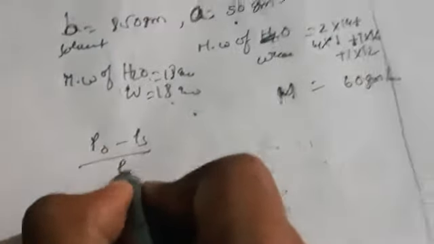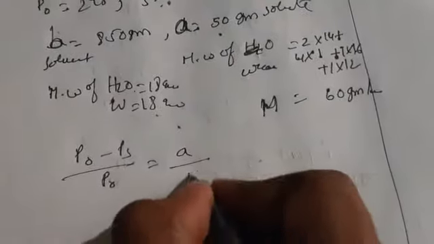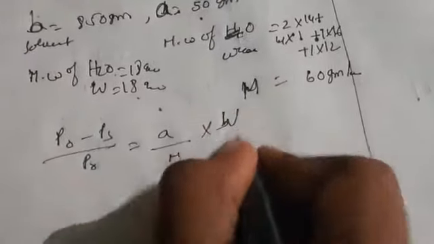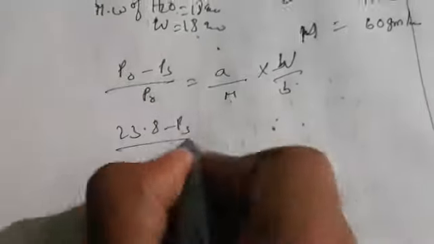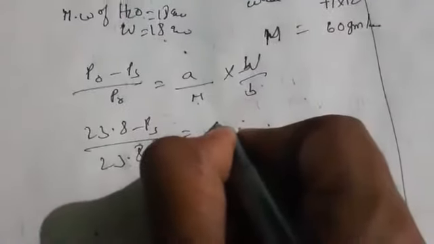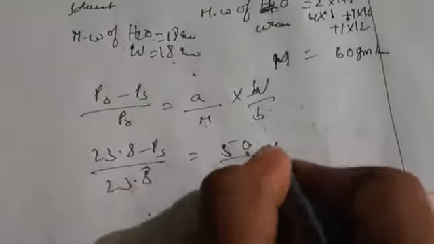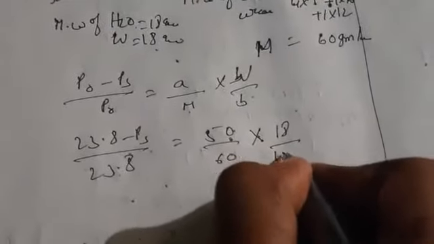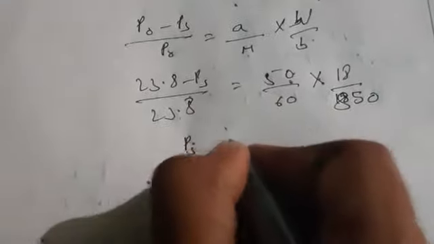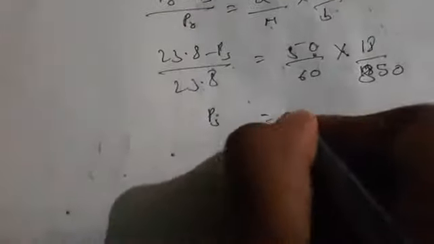Now we substitute these in the formula. P naught minus PS by P naught is equal to A by M into W by B. So what do you get? 23.8 minus PS by 23.8 is equal to 50 by 60 into 18 by 850. By calculating this, PS is equal to 23.4 mm of Hg.